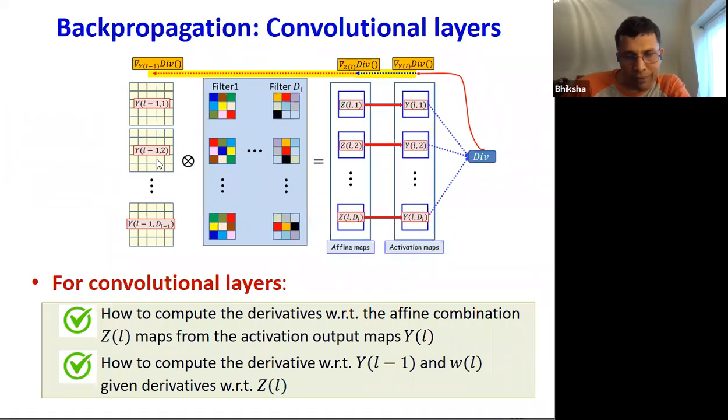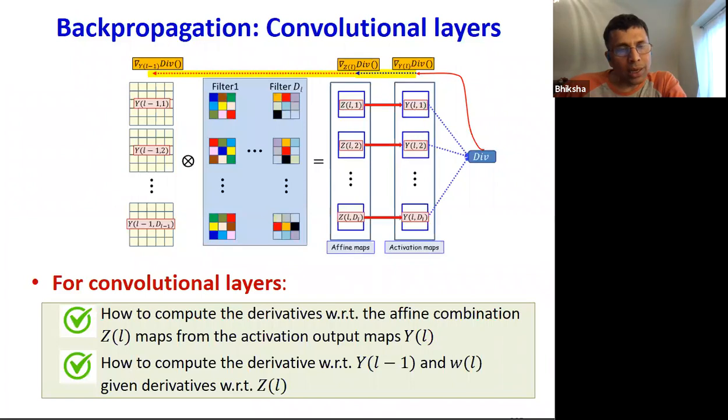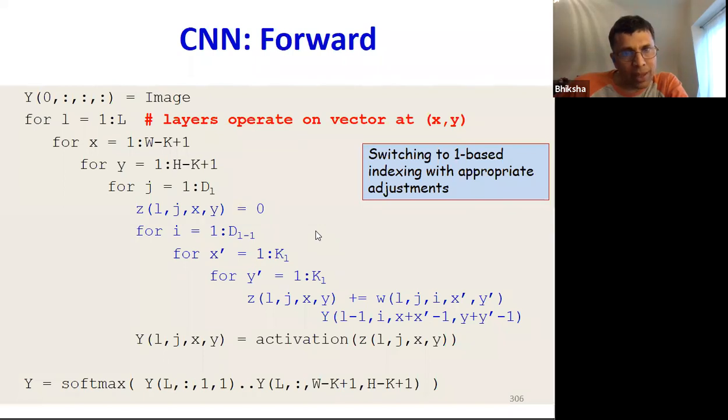And so I have pseudocode for it. I'm going to skip this pseudocode. And so we've seen how to compute the derivatives with respect to both the y's and the filters given the derivatives for the z's. Both of these are done, right?